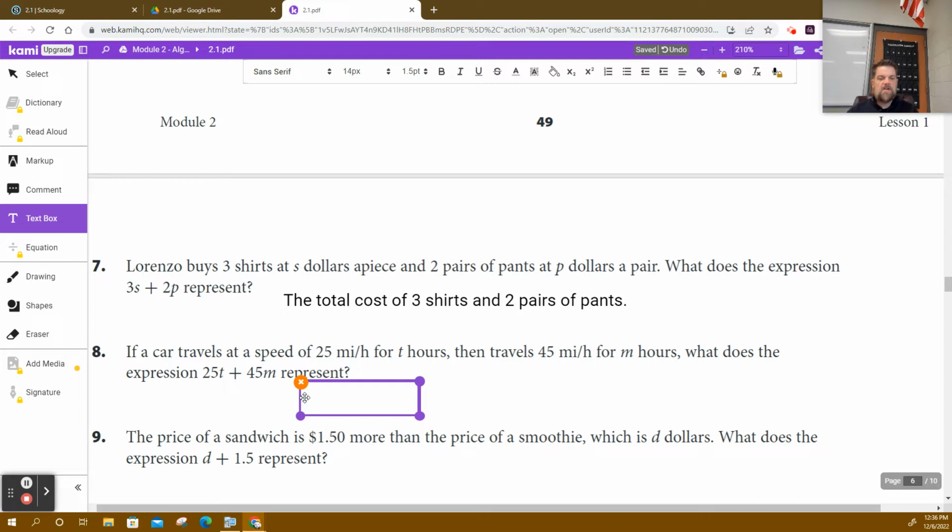It says if a car travels at a speed of 25 miles an hour for T hours, then travels 45 miles per hour for M hours, what does the expression 25T plus 45M represent? The total distance the car travels.